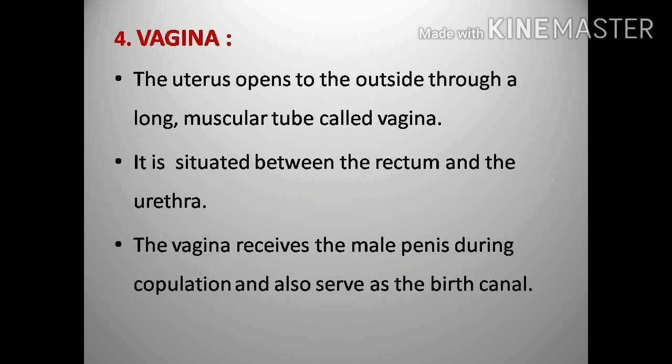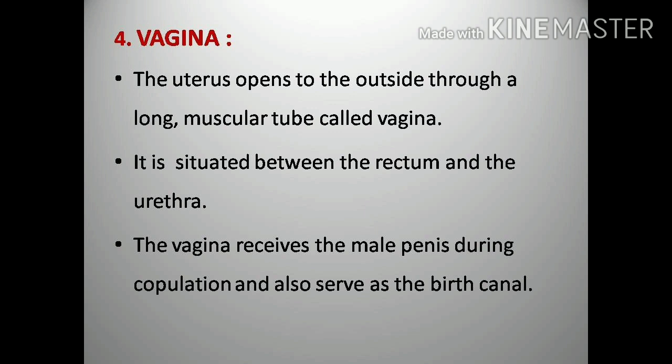The uterus opens to the outside through a long muscular tube called the vagina. When the uterus opens outside, that outside part is called the vagina. The vagina is a long muscular tube-like structure. It is situated between the rectum and the urethra.